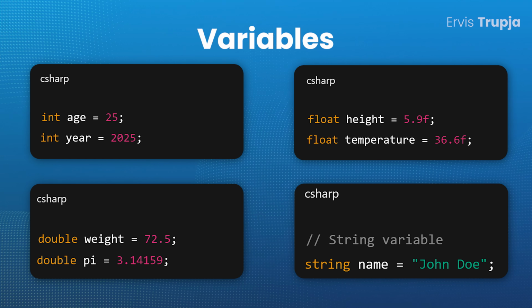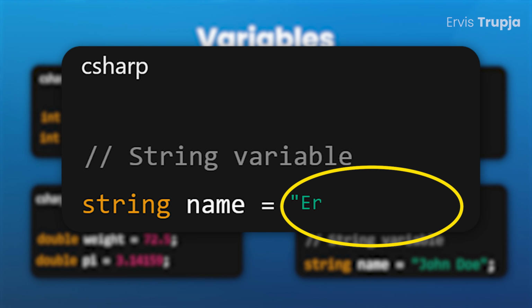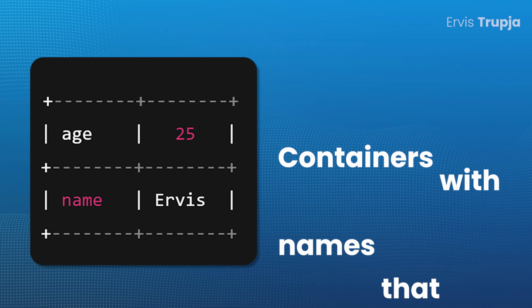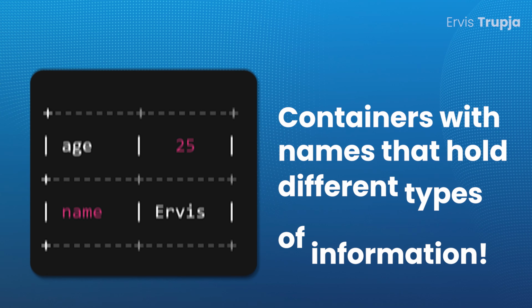Variables are named storage locations in memory that hold data values which can be accessed and modified throughout your program. Think of them as containers with names that hold different types of information.